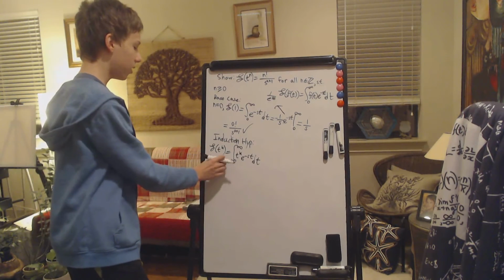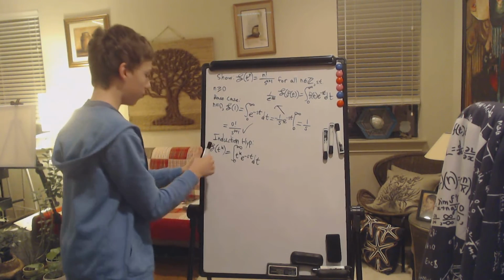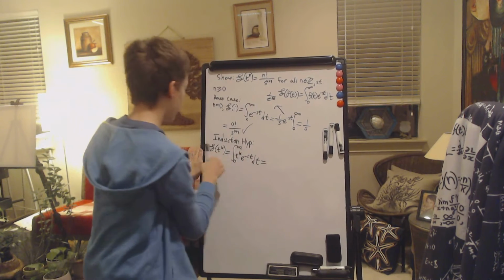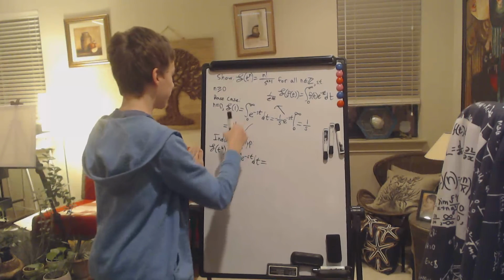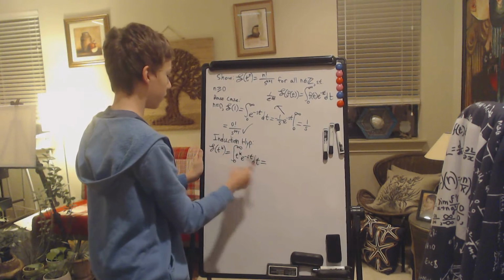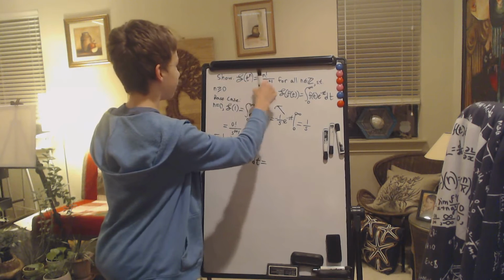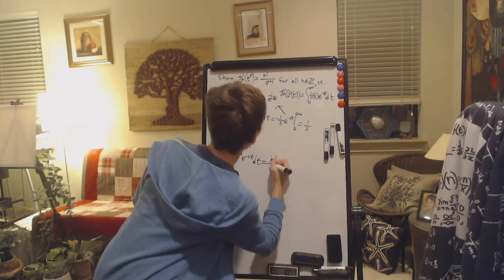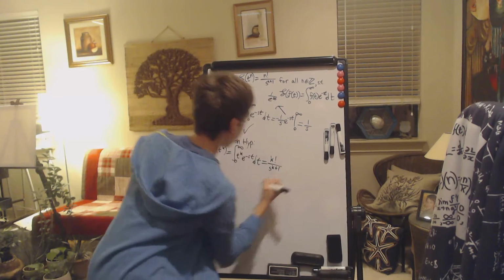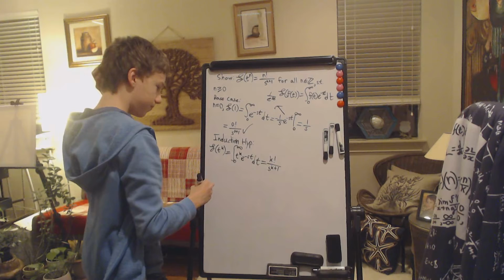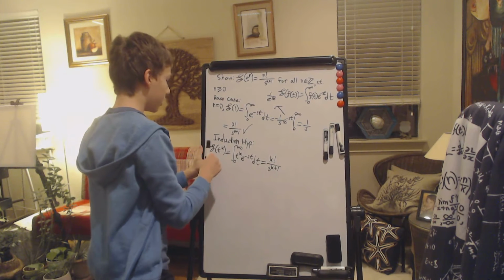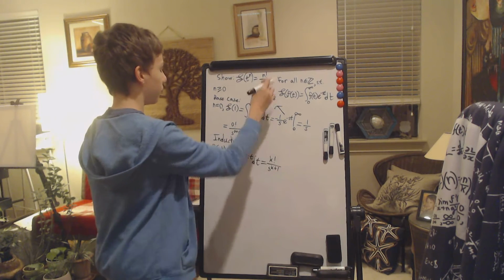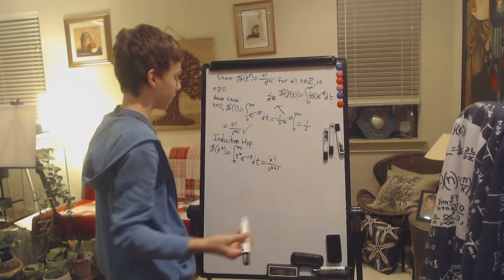So that's our induction hypothesis. And now we want to show that this implies that, by the induction hypothesis, we assume that for some value k, this is going to be equal to k factorial over s to the k plus 1. Now we want to show that the Laplace transform of t to the k plus 1 is equal to, obviously, k plus 1 factorial over s to the k plus 2.